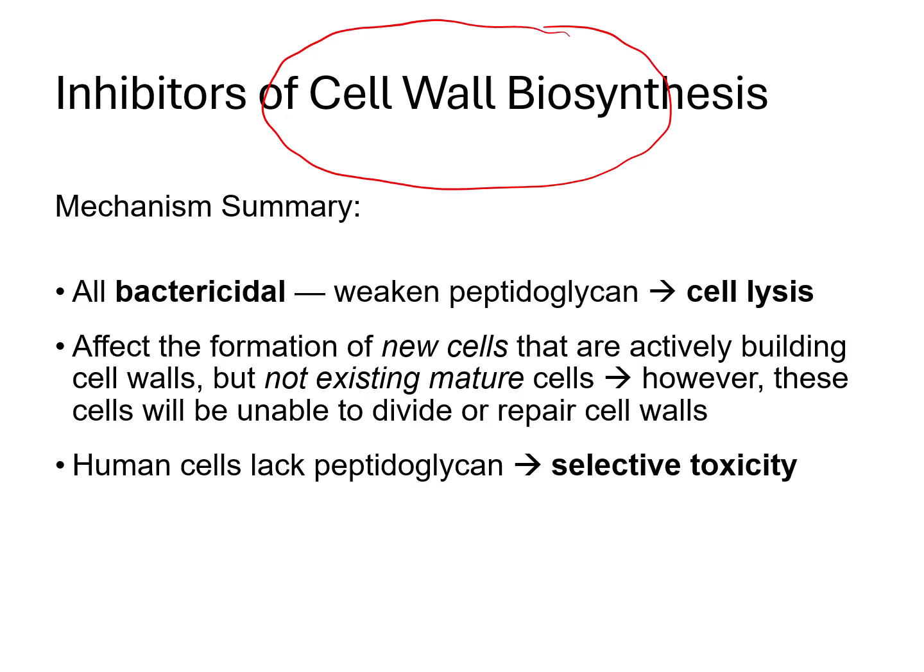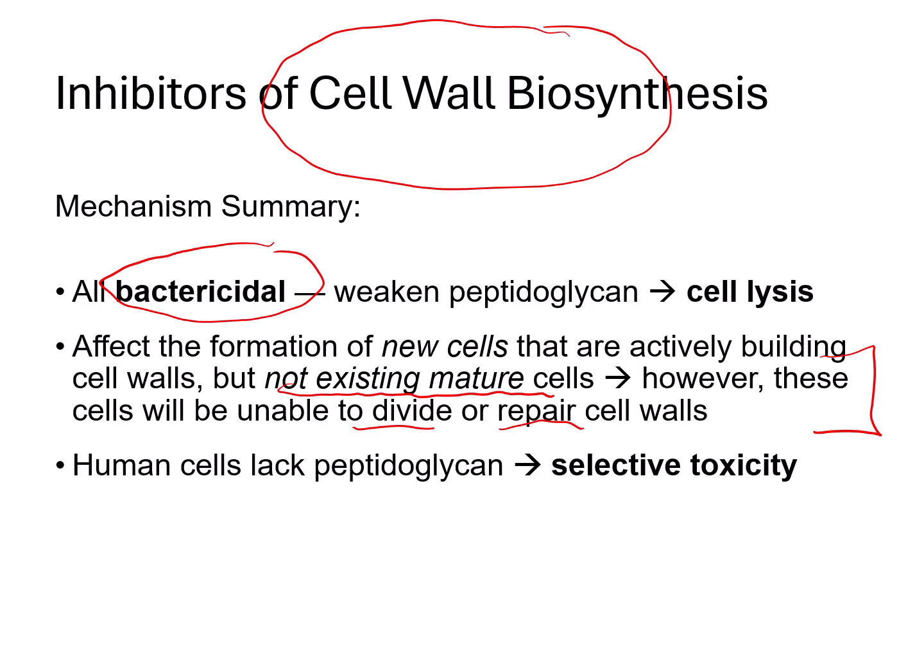And drugs in this group are all bactericidal. They weaken the bacterial cell wall until it ruptures. But these drugs only affect active, new and growing and dividing bacteria, because that is when peptidoglycan, remember the main component of bacterial cell walls, is being synthesized. These drugs would not affect existing mature cells because those cell walls have already been built, but the drugs will prevent these cells from dividing or repairing their walls if there is damage.